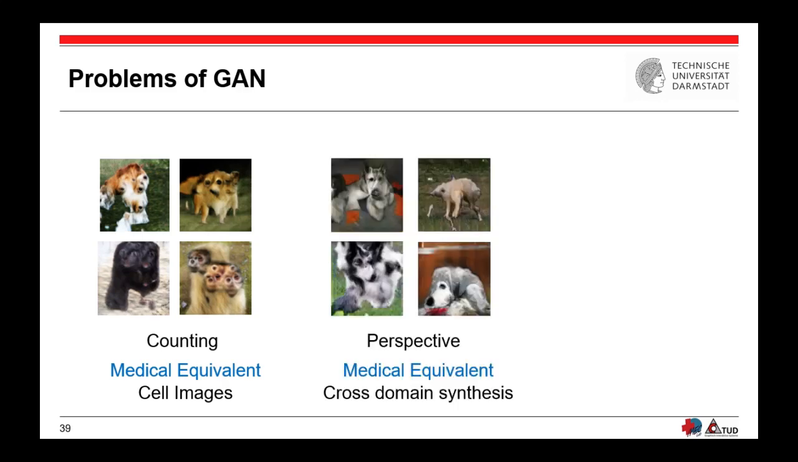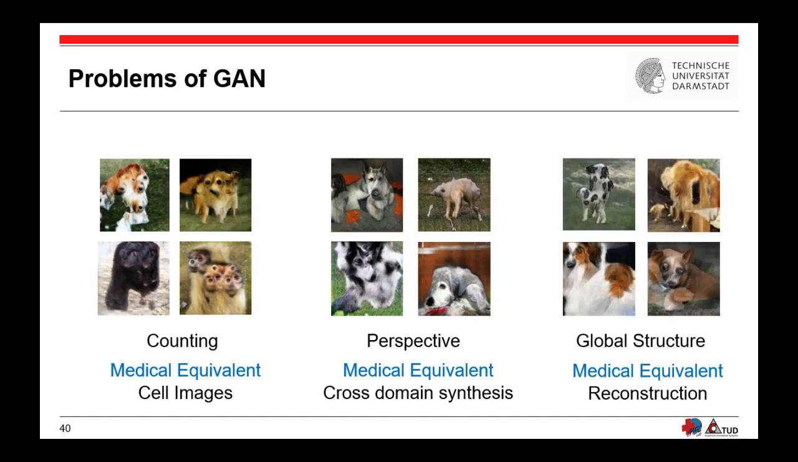The second problem is perspective. For the discriminator, these are all fine as dogs. But are they really? So perspective is an issue. And if you are now thinking of cross-domain synthesis in medical imaging, where it's not MR versus CT, exactly 3D to 3D, these issues might kick in. They might make your problem a bit more difficult to train, and you have to do really special domain-specific things to make sure this kind of problem is not happening.